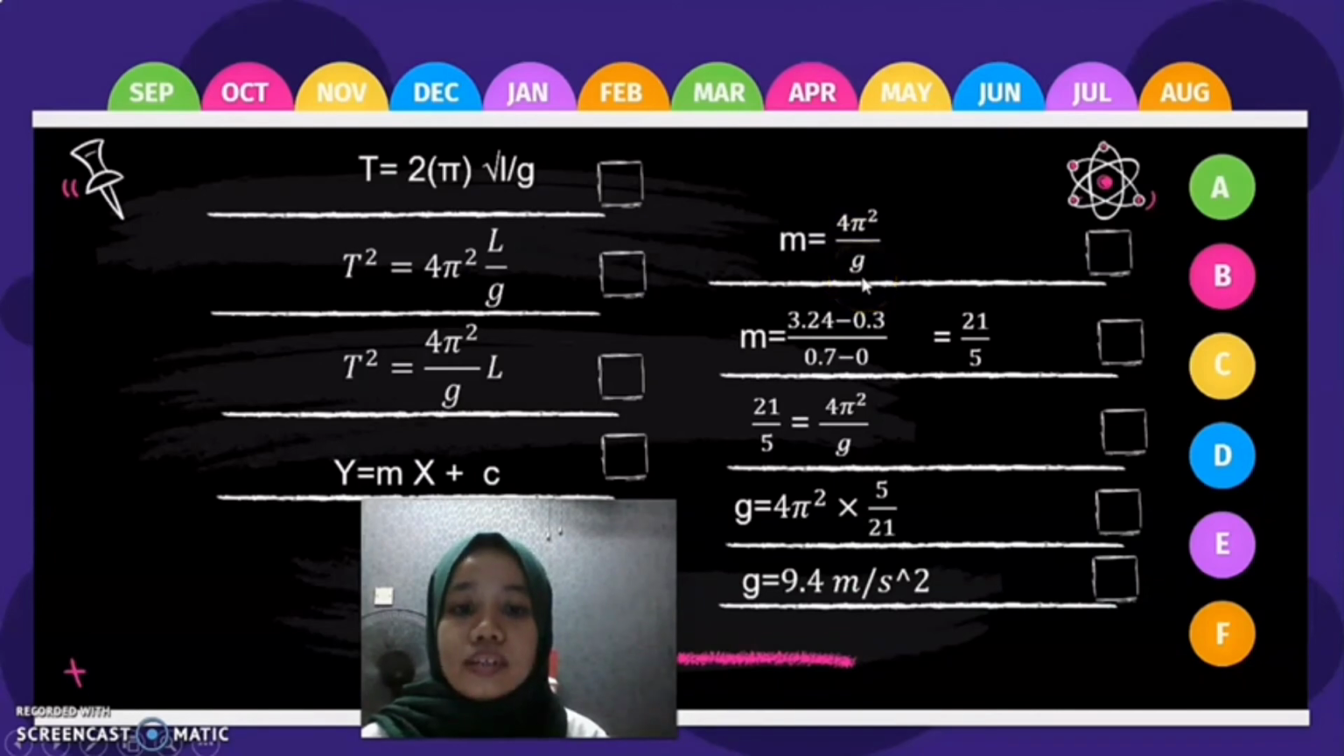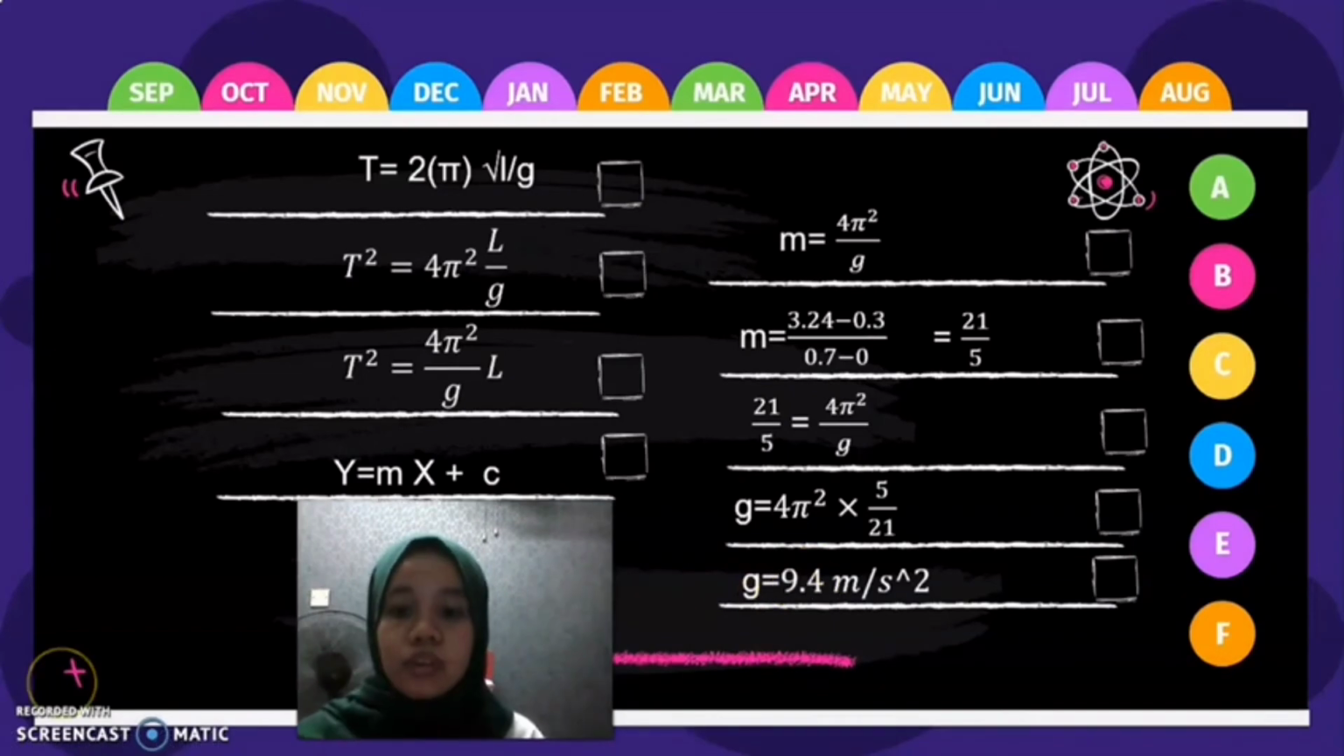From the graph itself, the gradient is 21 over 5. Then we put it together: 21 over 5 is equal to 4 pi squared over gravity. Then we find that our gravity G is equal to 9.4 meters per second squared.